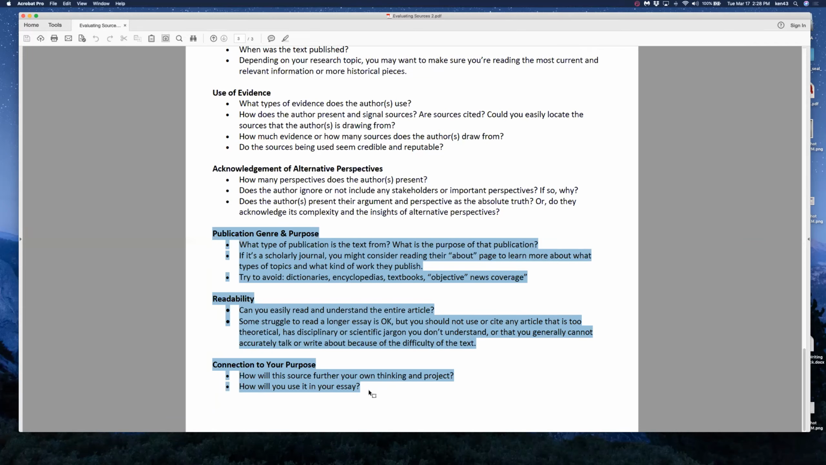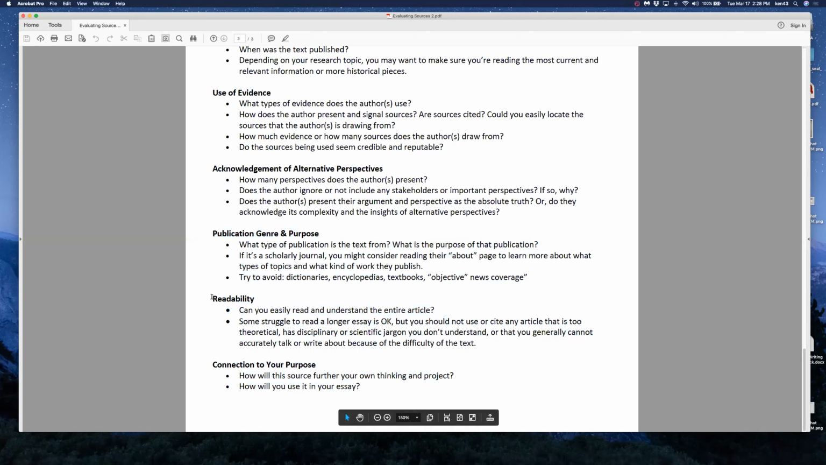So I already mentioned that, but these last two are super important evaluation criteria. We can find any old scholarly article on the internet, but can we read it? Can you access it? Is it too dense? Is it too full of jargon? Is it too difficult? If that's true, it's not a good choice for you.